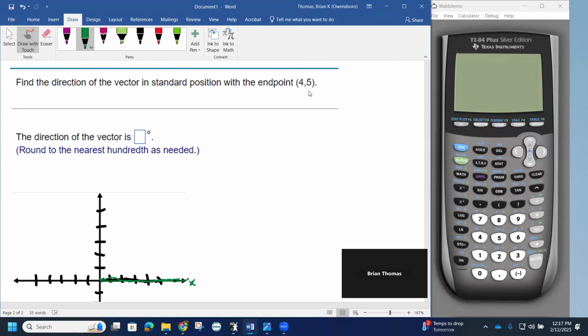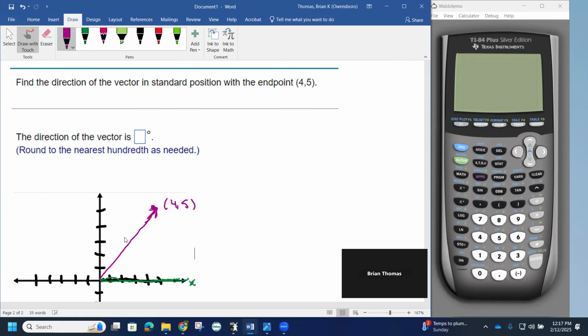Now, our endpoint is at 4, 5. So if we plot the point 4, 5: 1, 2, 3, 4, and at 5, 1, 2, 3, 4, 5. Looks like about here. So the tail of the vector is at the origin. The head of the vector is where the point is. So forgive me, I can't draw it perfectly here, but this is going to be our 4, 5.